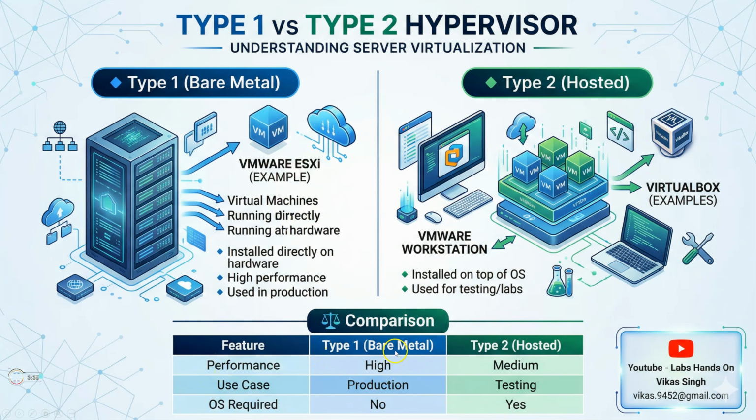For Type 1, the bare metal hypervisor for production, performance is high, the use case is production, and OS required is no. For Type 2, which is hosted, performance is medium, the use case is testing or lab, and OS required is yes.